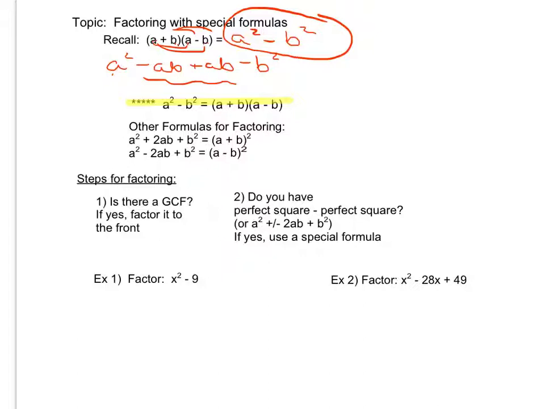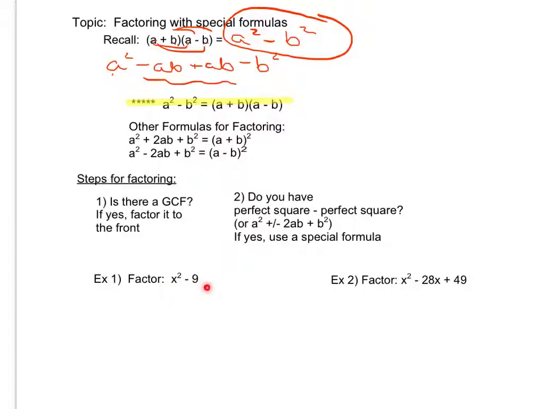And now we're going to add on this second piece that I just talked about. Do you have either perfect square minus perfect square, or either a squared plus 2ab plus b squared, or a squared minus 2ab plus b squared? If yes, we want to use a special formula to help us factor.